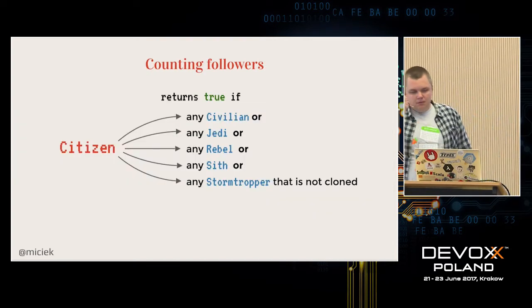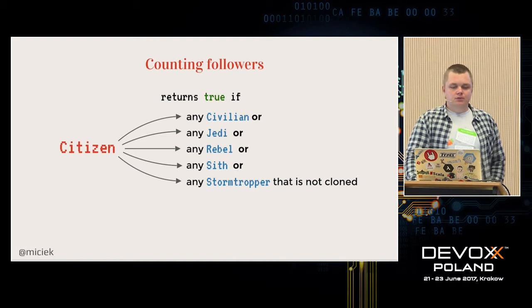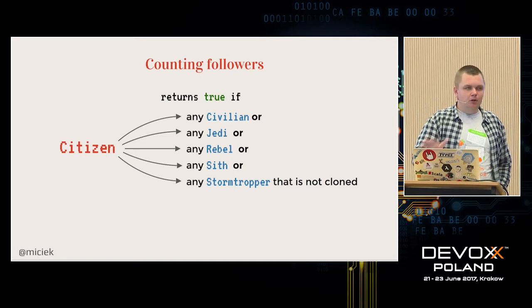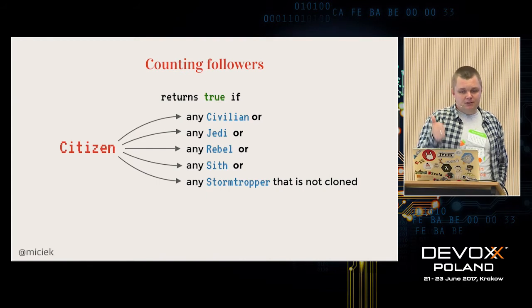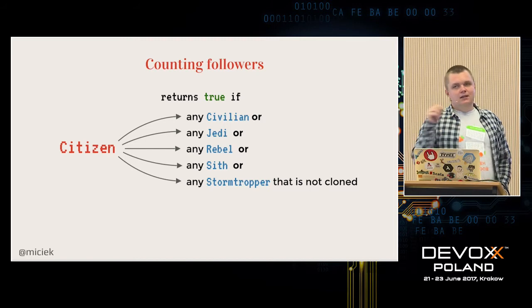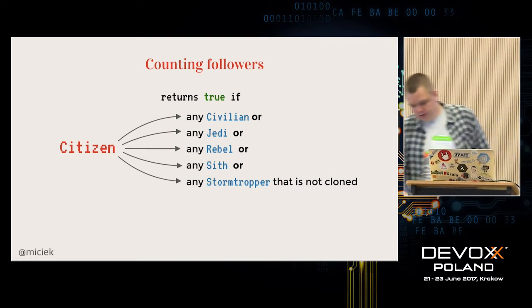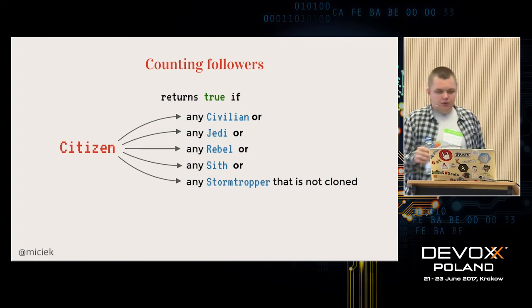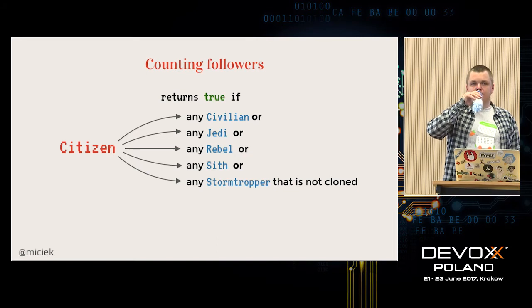So let's find out what should be this lambda that we need to provide to this count. For the counting of followers, we need to return true in this lambda whenever there is a civilian, Jedi, rebel, or Sith, or a stormtrooper that has the is cloned flag set to false. So what can we use in order to write this lambda? Who knows? Another T-shirt to be won.